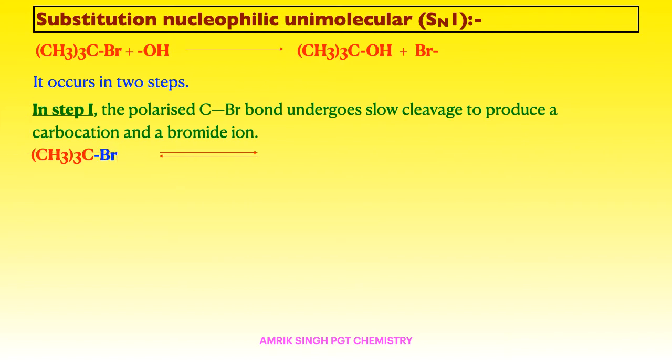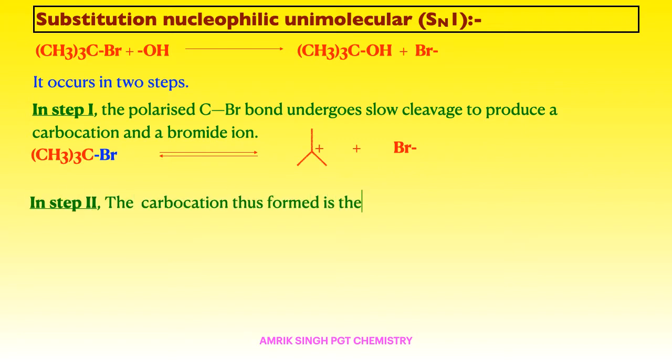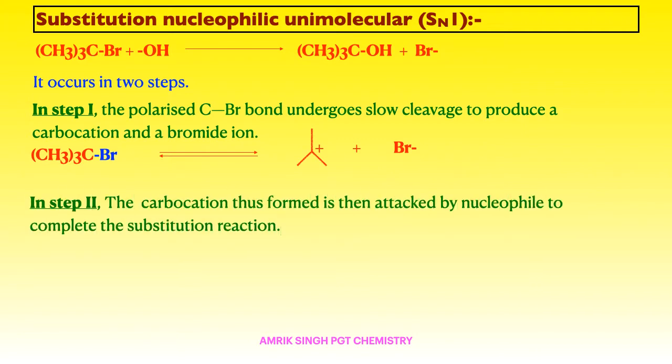You are seeing that the step is reversible. The tertiary alkyl halide is changing into a carbocation and Br negative. Step number 2: the carbocation thus formed is then attacked by the nucleophile to complete the substitution.